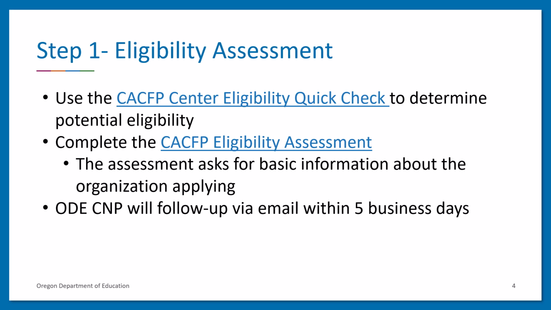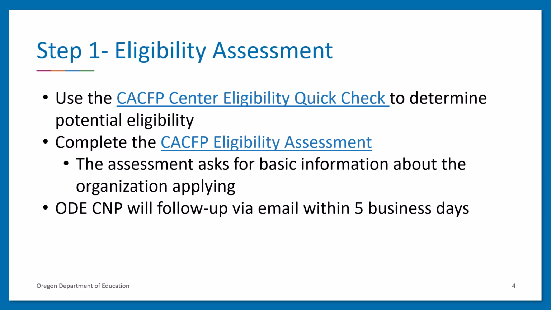The first step of the application process is to determine an applicant organization's eligibility to become a CACFP sponsor. Applicants should first use the CACFP Center Eligibility Quick Check to determine if their organization may be eligible to sponsor the CACFP. If you think that your organization may be eligible based on the Quick Check, complete the CACFP Eligibility Assessment. If the assessment determines that the potential applicant may be qualified for participation, the potential applicant will be contacted to provide information to assess the organization's financial viability.